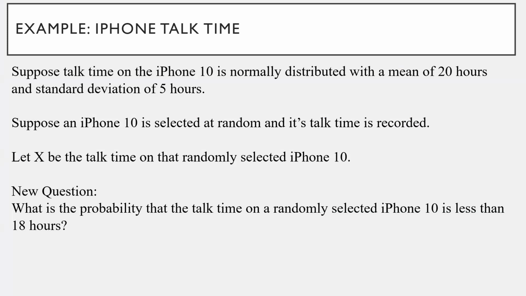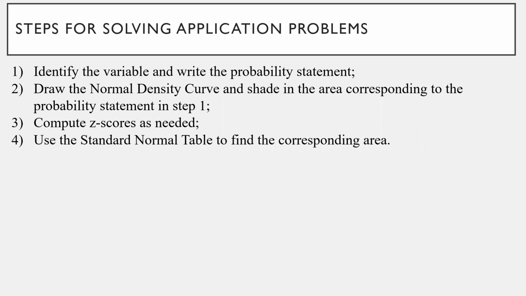Suppose talk time on the iPhone 10 is normally distributed with a mean of 20 hours and a standard deviation of 5 hours. Suppose an iPhone 10 is selected at random and its talk time is recorded. Let X be the talk time on that randomly selected iPhone 10. What is the probability that the talk time is less than 18 hours?